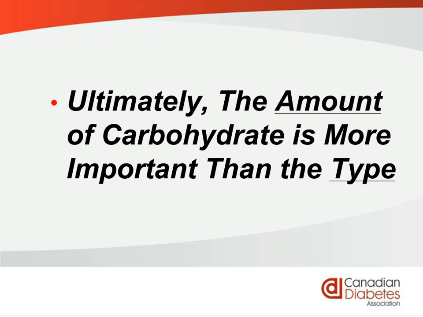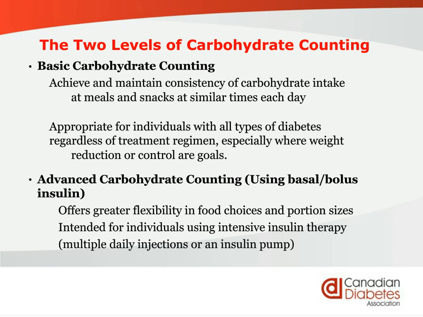When it comes to carb counting, there are 2 levels. There's basic carbohydrate counting, and this will allow us to achieve and maintain consistency in how much carbohydrate we take in at each meal and at our snacks, at similar times each day. For example, for breakfast, lunch, and dinner, we can eat different amounts of carbs, but every day we want our breakfast to be the same as the next day and the next day, and our lunch to be the same. This is what we mean by consistency. It's not that we have to have the same amount of carbs at all meals in one day, but each meal we want to keep the same from day to day.